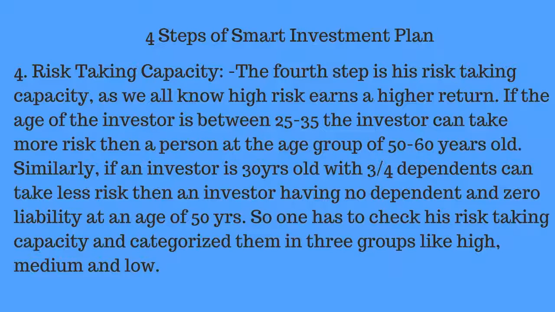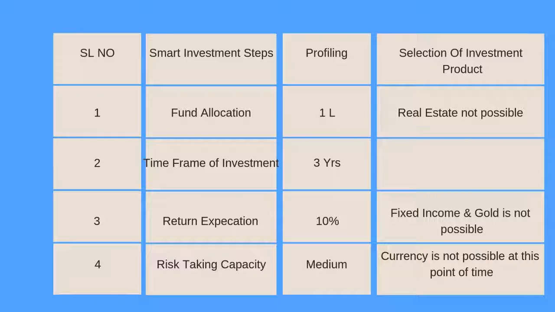Once the above four steps that we discussed are done, a smart investment plan is made. Then the investor has to select the investment product. Now an investor wants to invest, say, 1 lakh, for a time frame of say 3 years, and return expectation is say 10%, and risk taking capacity is medium. Then you put this in a table and select the product. So fund allocation, say 1 lakh.